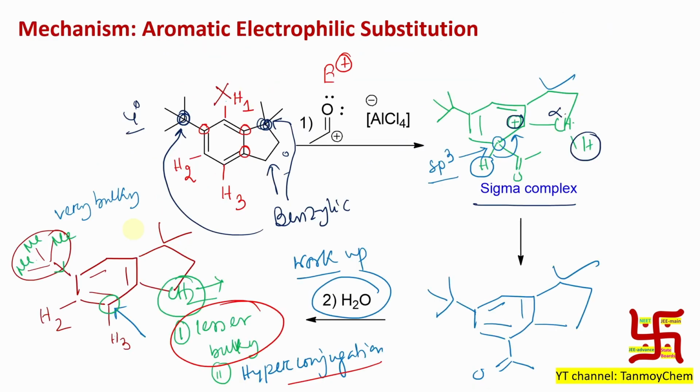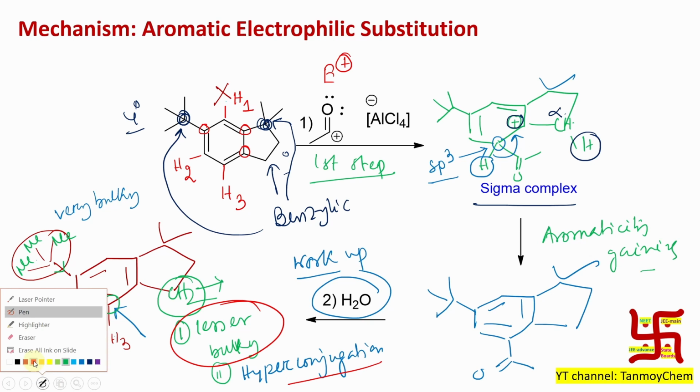But by the way, one thing I told here, from this sigma complex to this, aromaticity gain is the driving force. Now if aromaticity gain is so important, then why does this reaction take place? Because in the first step, the aromaticity is destroyed. Why does the reaction afford aromaticity destruction? Means, why did the first step happen where aromaticity is destroyed? Because I told it has very high stability. So why are molecules ready to sacrifice this stability?